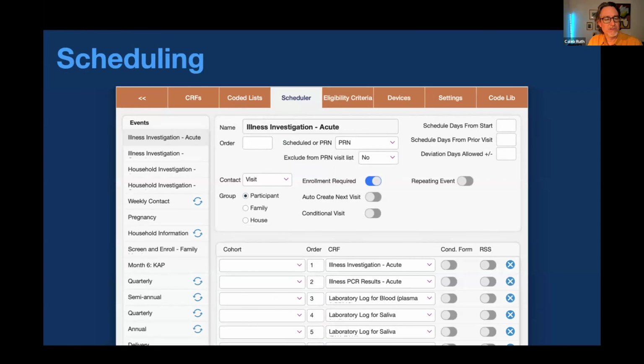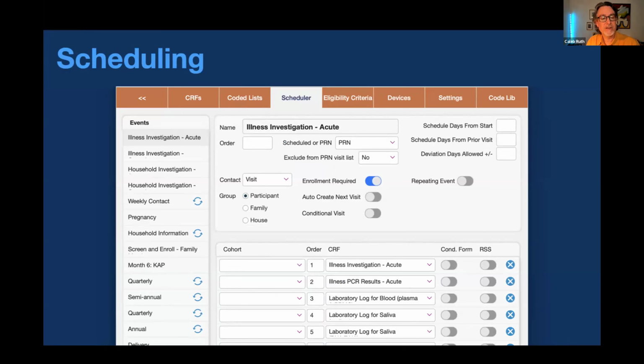The scheduler is kind of the heart of the whole system, where you can define which visits or which encounters you would have with participants, families, households, that sort of thing. And so we've had to build quite a complex scheduling system.